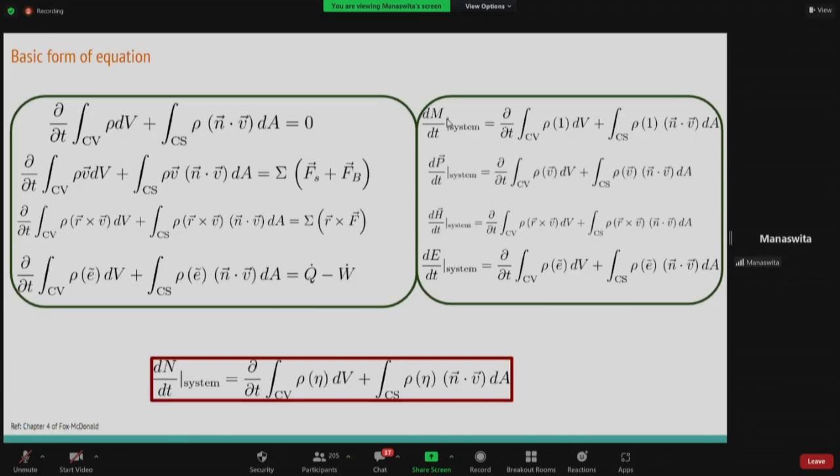Now the rate of change of mass of the system is 0, and this is what we write on the control volume, and here is the momentum conservation. The rate of change of momentum of the control volume is the sum of the forces acting on the control volume. These are the two equations that we are going to deal with. Rate of change of mass of the control volume is 0. Rate of change of momentum of the control volume is the sum of the forces acting on the control volume.